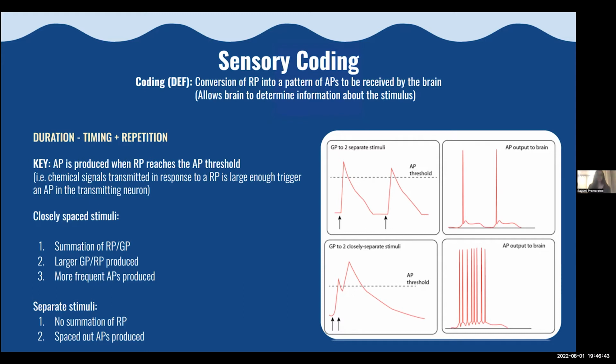This is different to if you have stimuli that are spaced out a bit more, because the first receptor potential can reach back to baseline before another receptor potential is produced. So the action potentials are occurring less frequently.